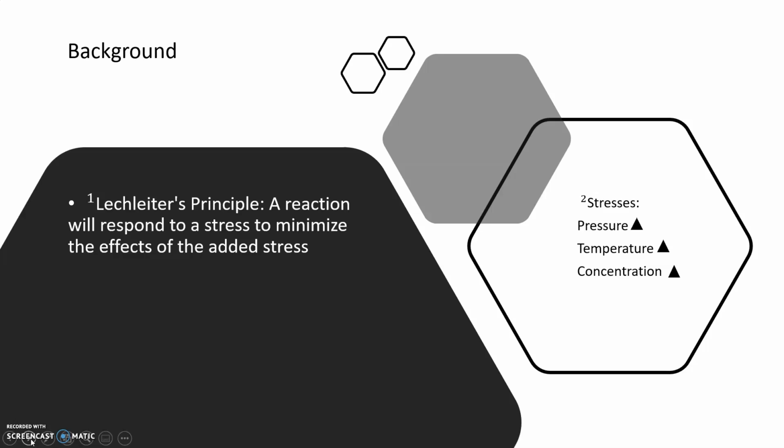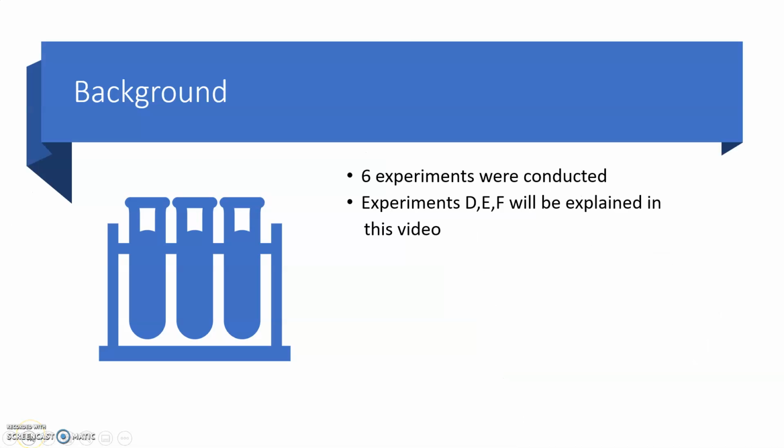Le Chatelier's principle explains what will occur in a reaction when stresses are added. The stresses explored in Experiment 6 include pressure change, temperature change, and concentration change. There were a total of 6 experiments conducted, but this video will explain the last 3, being Experiment D, E, and F.